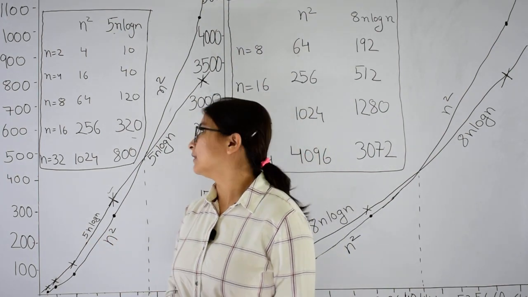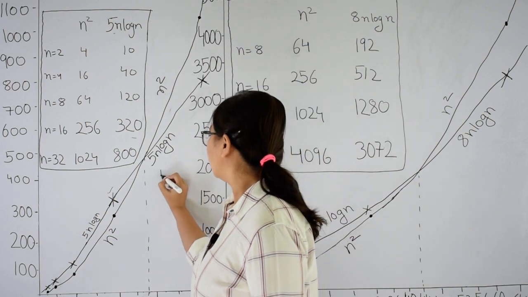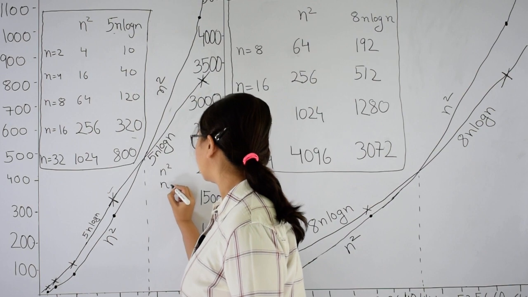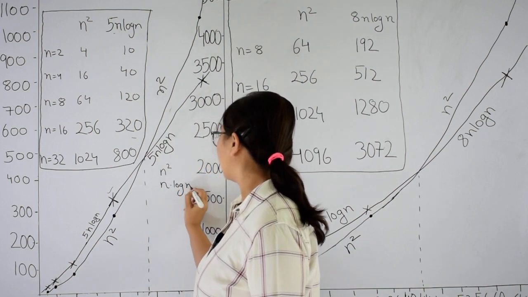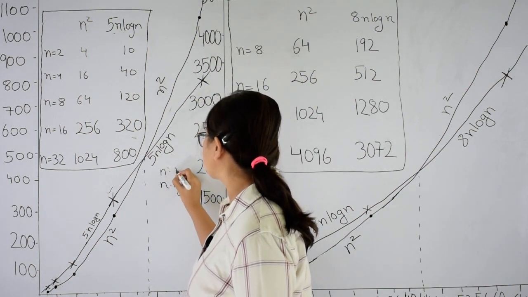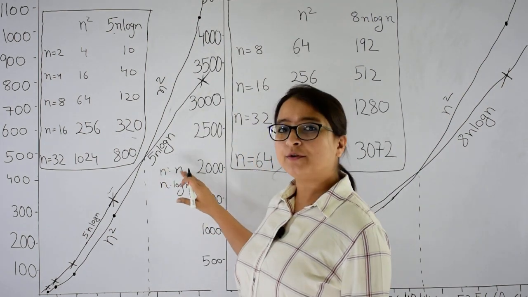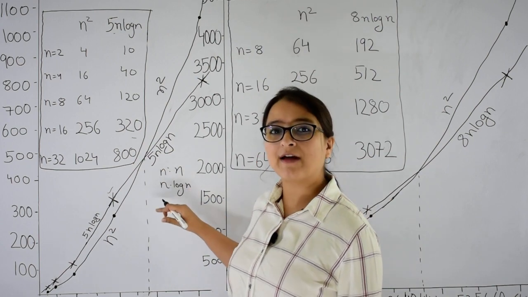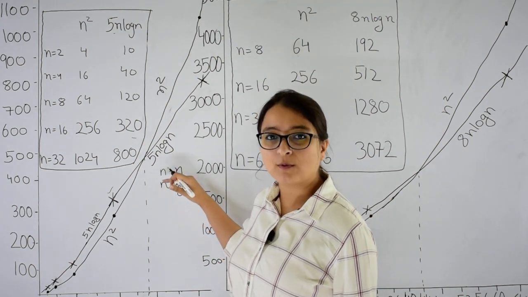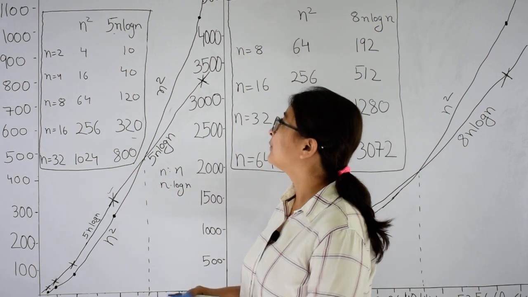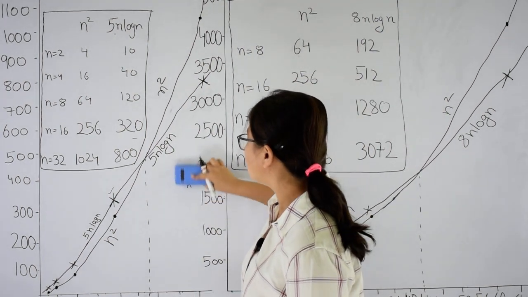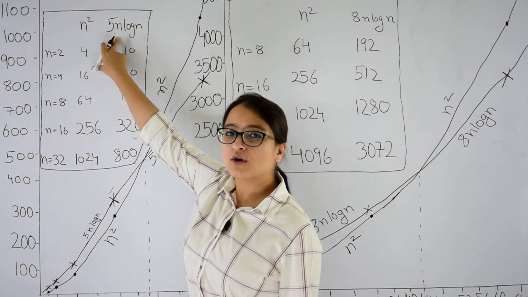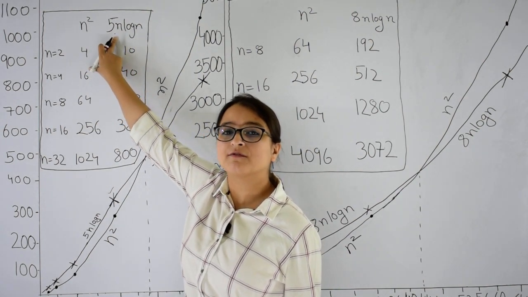Now let me take an example. Let me say that there is a function n square and there is a function n log n. n square is also, you can say, n into n. So intuitively you can see here that n log n is supposed to give a smaller value as compared to n square. This is supposed to be giving a bigger value. So here we have taken two functions. One is n square and another is n log n with a constant value multiplied, which is 5.